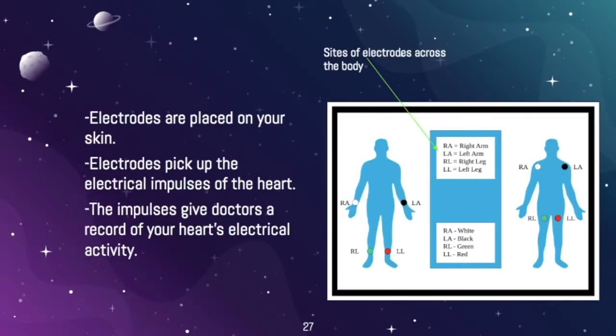Small metal discs, called electrodes, are placed on your skin. The electrodes are used to pick up the electrical impulses of the heart. The impulses are recorded, giving doctors a record of your heart's electrical activity. The diagram on the right shows the sites of electrodes across the body.